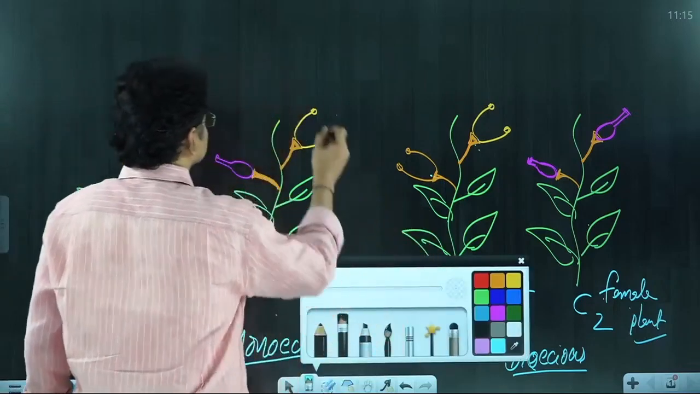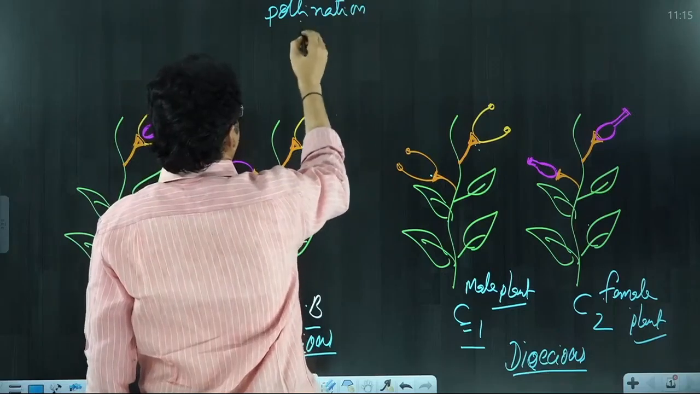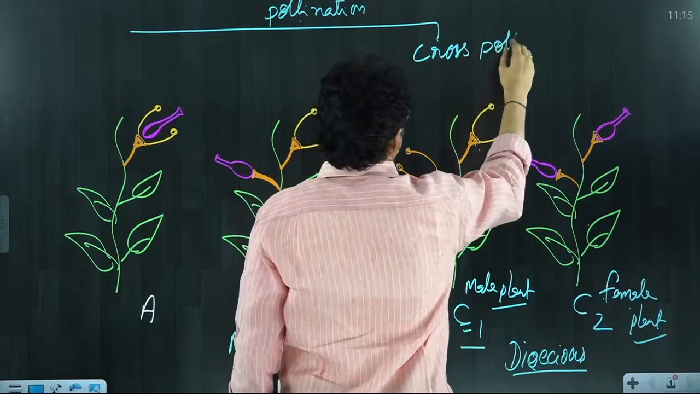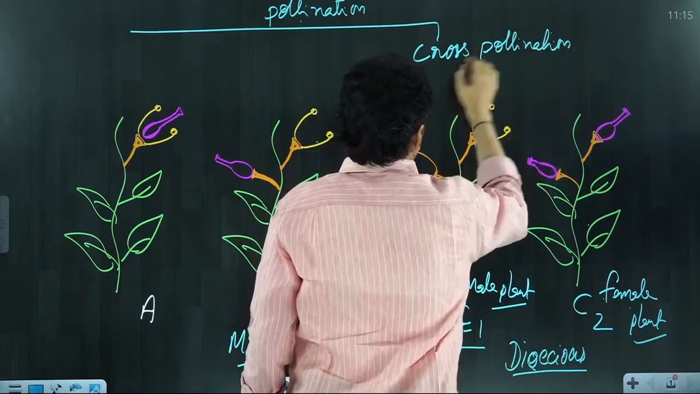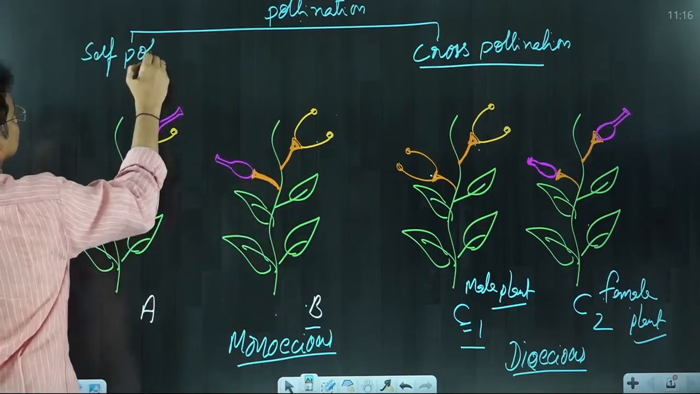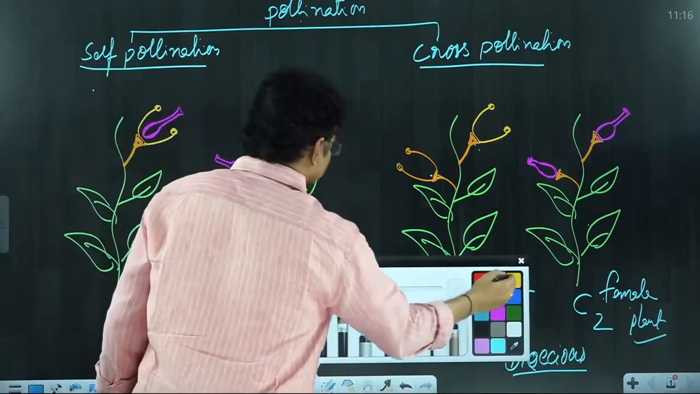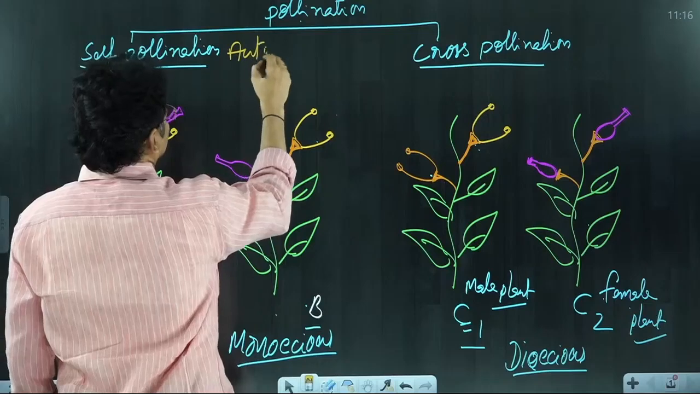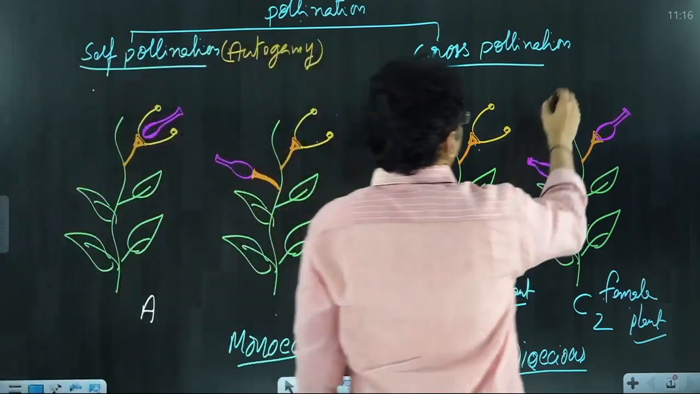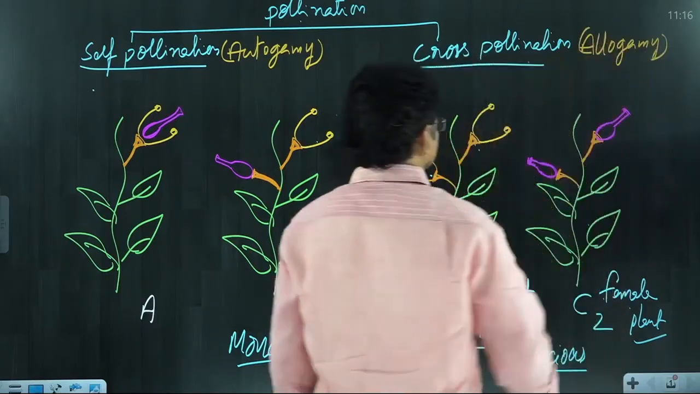Now the types of pollinations. Pollination is broadly divided into two categories. One is cross pollination. Another one is self pollination. The technical name of self pollination is autogamy. Likewise, the technical name of cross pollination is allogamy. A-L-L-O, allogamy is another name of cross pollination.